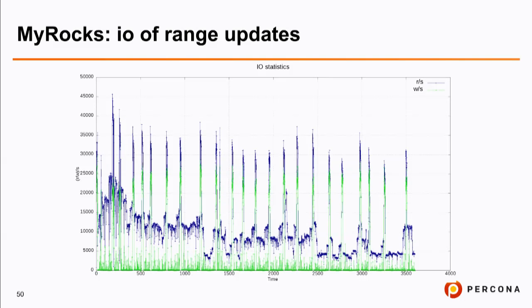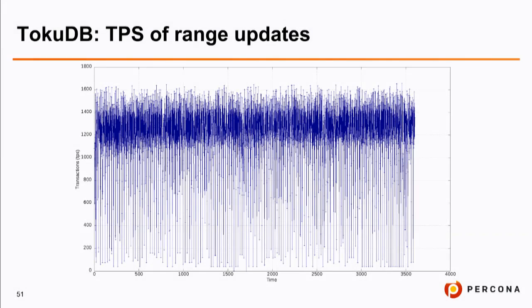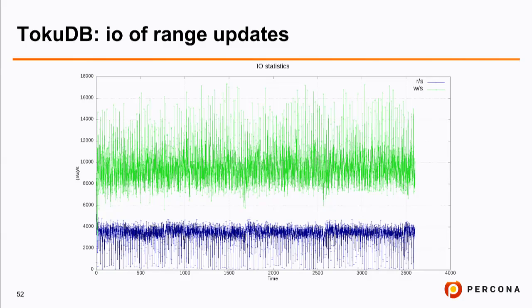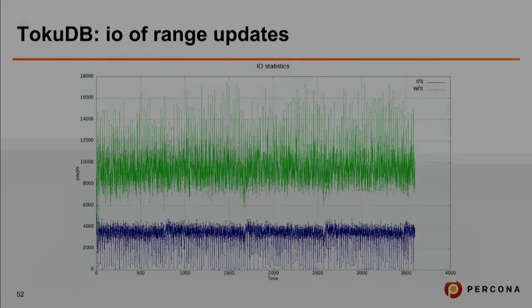This is the IO statistic for this kind of load, and the same picture is for TokuDB. As we can see, the graphic is different. And again, we can explain this graphic as the benchmark didn't run for a long time, because otherwise we would see something like this, when messages would massively push down the tree. IO updates statistics.